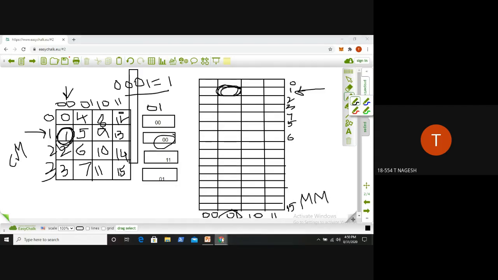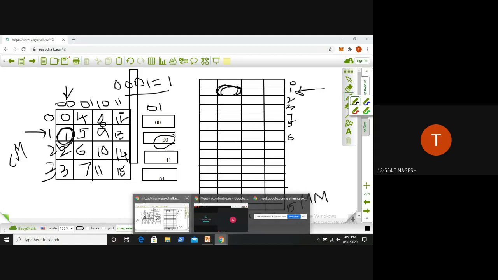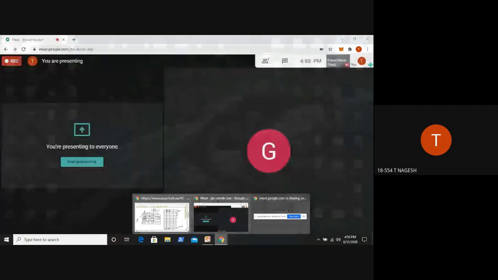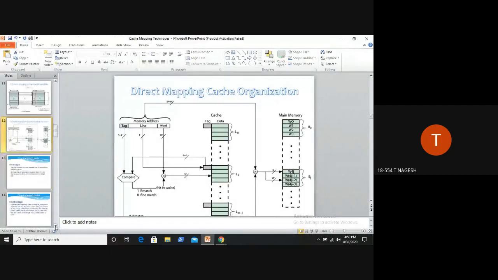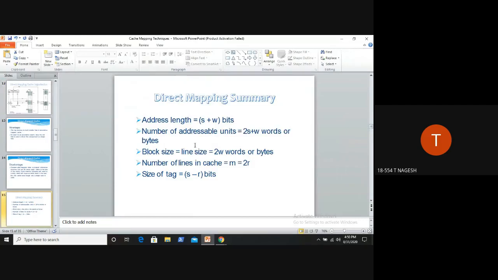To overcome these kinds of problems, we have the next mapping technique, that is the fully associative mapping technique, or simply the associative mapping technique. So let's close this session.